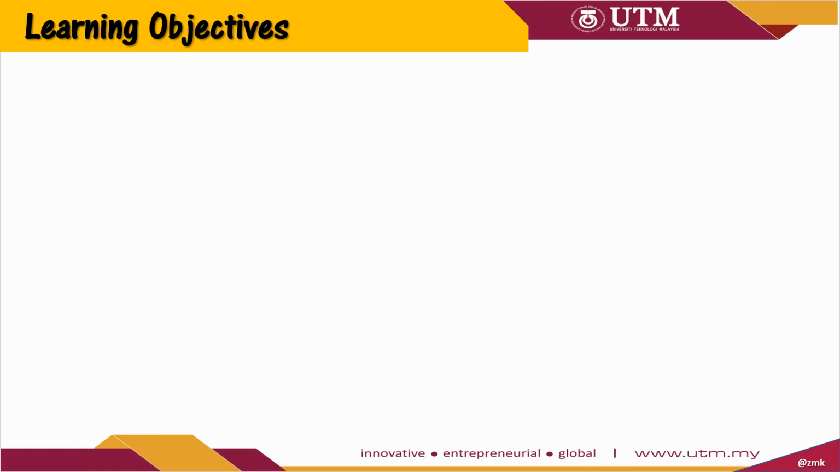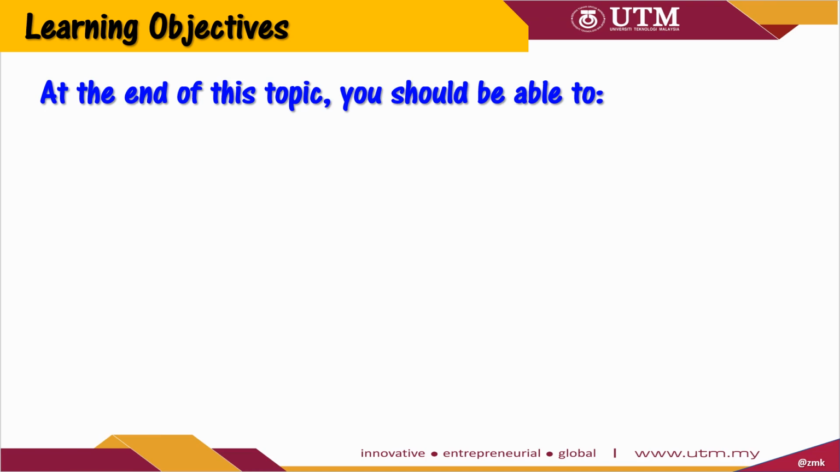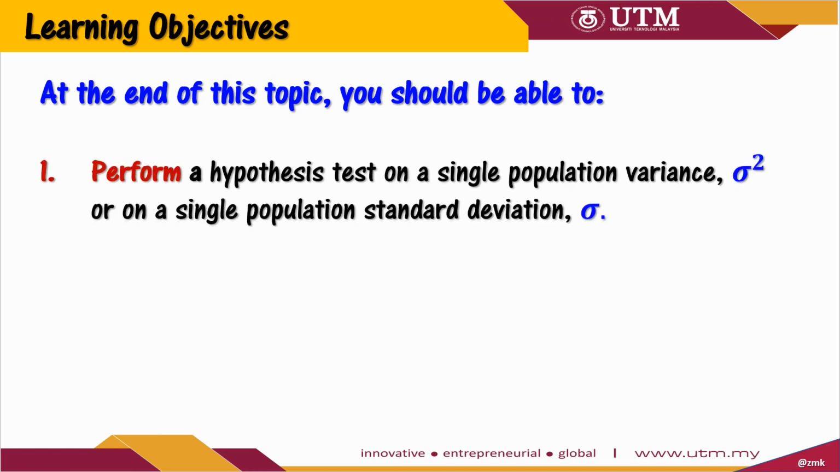This topic's learning objectives are listed as follows. At the end of learning this topic, you should be able to achieve the first learning objective, which is to perform a hypothesis test on a single population variance, sigma squared, or on a population standard deviation sigma, using the correct procedure step by step.